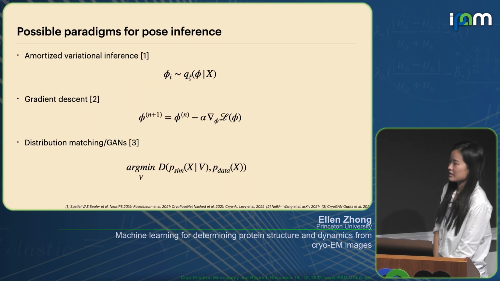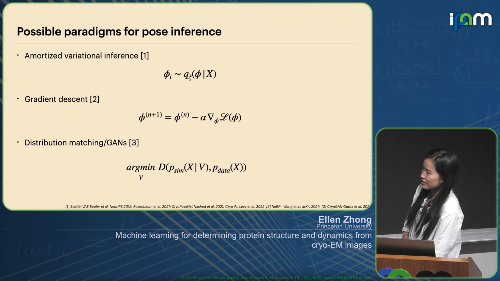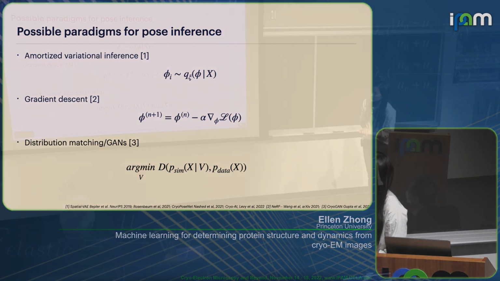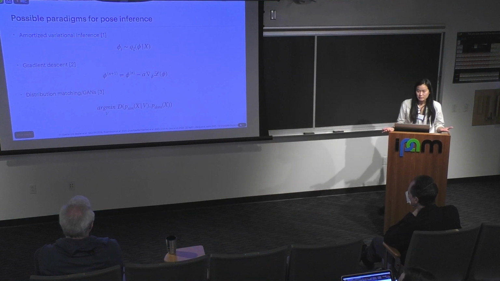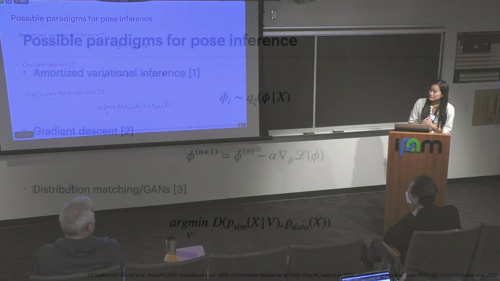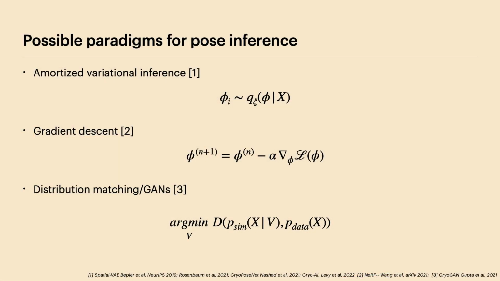There's a couple of possible paradigms for pose inference. Something that Fred will be talking about later this week is an amortized approach where you train another model. This is a very deep learning based approach where you just train a model to predict the pose given your input images. You can also do this via gradient descent. Our model is fully differentiable with respect to the pose, so you can just differentiate your loss back into your pose variables. Or you can completely skip over pose estimation and just try to map the distribution, which is the GAN based approach.